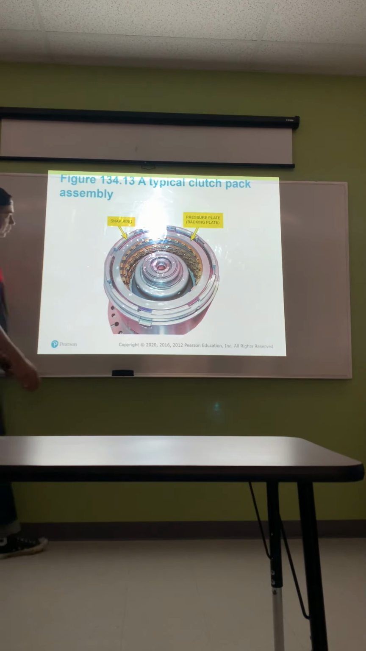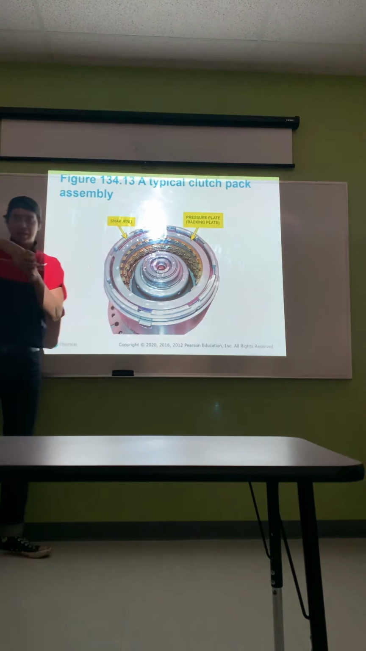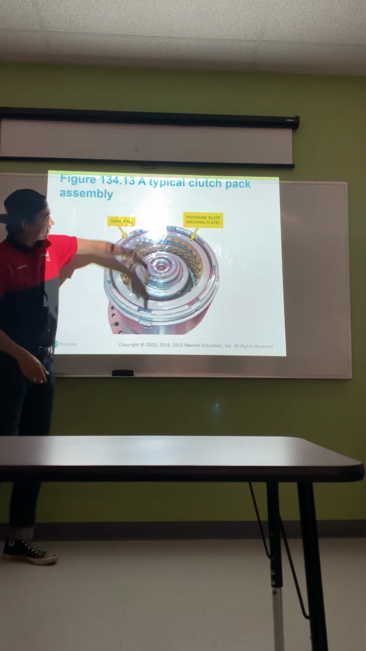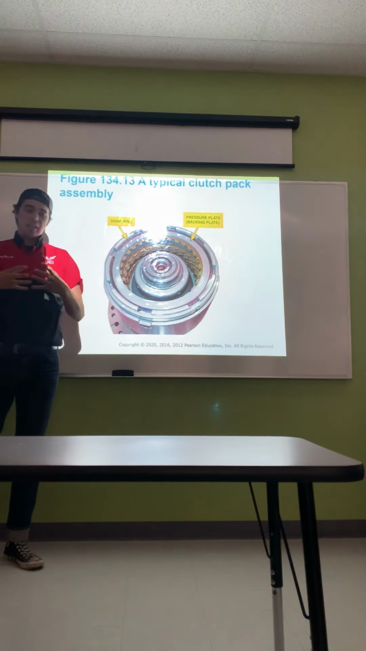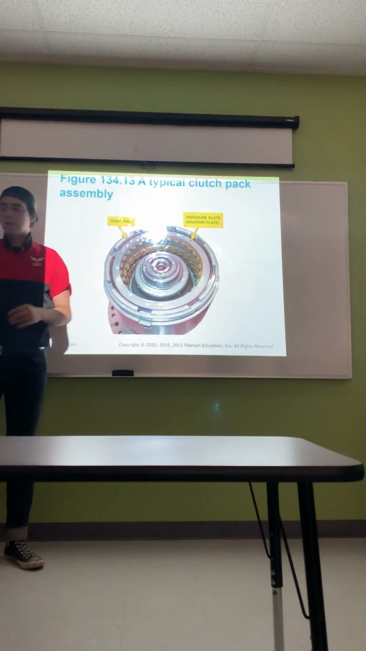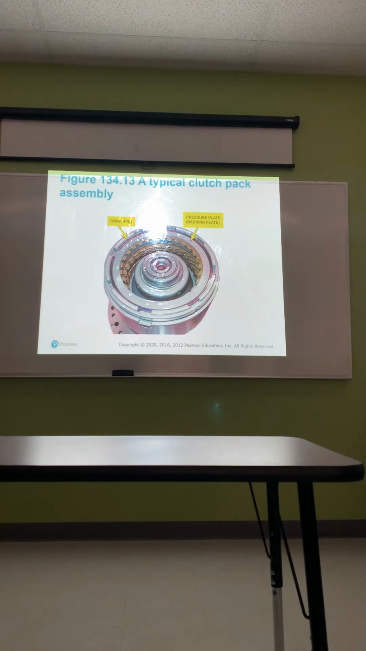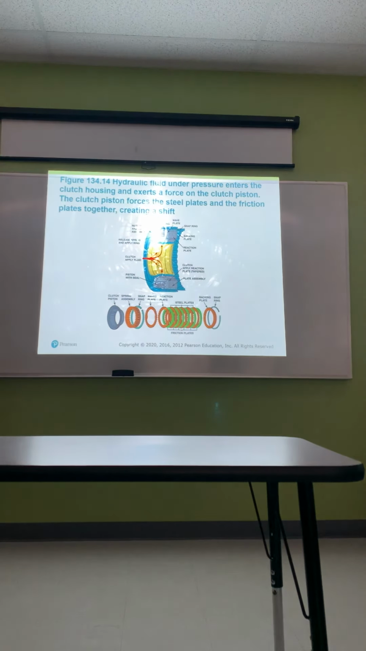Typical clutch pack assembly. This is one we just saw. As you can see, each one of these little grooves sits inside and meshes up with an inner housing that matches each one of these grooves. When the clutch plates engage, it grabs. Basically, this pack here is like the drum and the band clamp. The band that's going around the housing is pretty much the same concept as using the clutch packs. Hydraulic fluid under pressure enters the clutch housing and exerts force on the clutch piston. The clutch piston forces the steel plates and friction plates together, creating a shift.